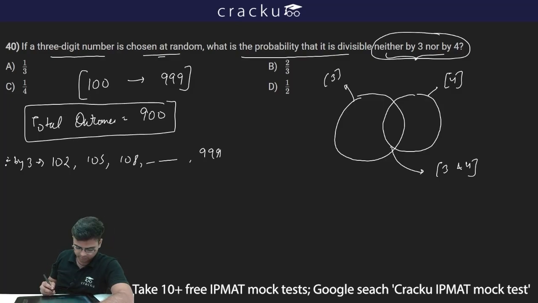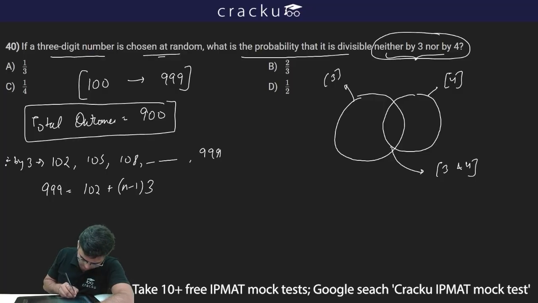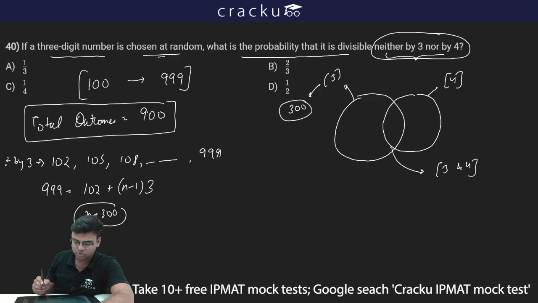And what is the total number of these numbers? The last term is 999, so an is equal to 102 plus (n minus 1) into d. What is d here? The difference is 3. So I can say 897 divided by 3, so n will be 300. So the total number of numbers which are divisible by 3 is 300.